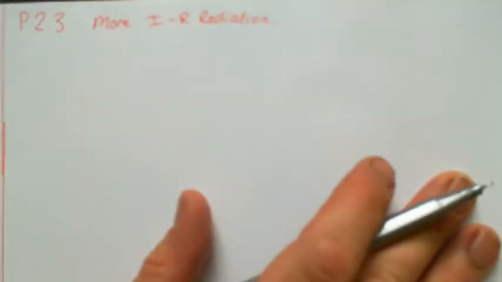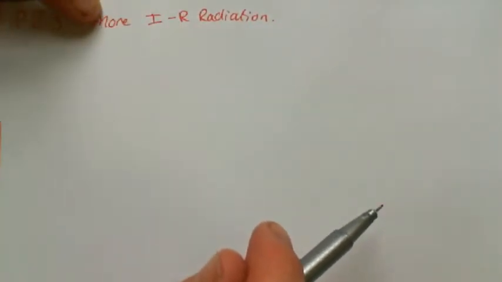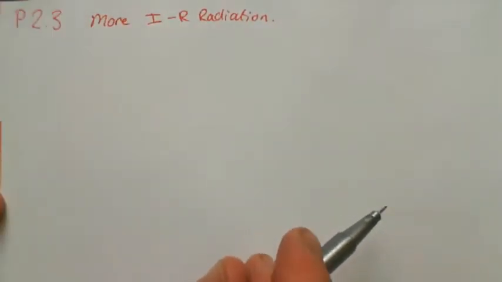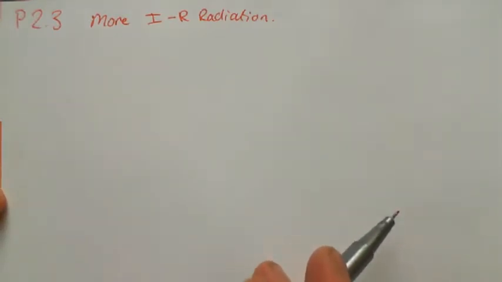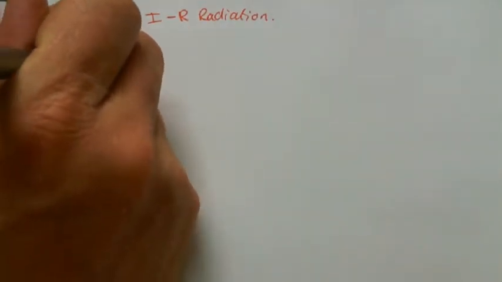Okay, so P2.3, and this is more infrared radiation. What you need to know now is how this works when it comes to things like the greenhouse effect and heating up the planet, and different uses of infrared radiation. So let's start off with the greenhouse effect as a recap.